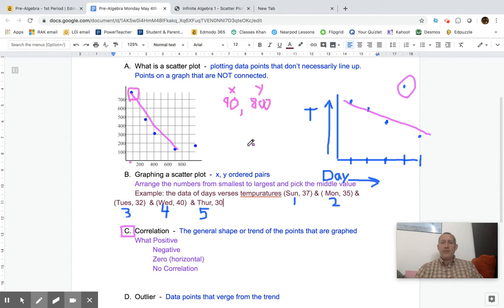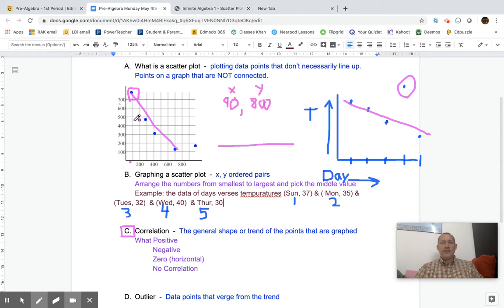Is it zero? That means it's not increasing or decreasing. That would be like a horizontal line. Or is there no correlation? Sometimes you get scatter plots where the points are all over the place and there's no trend, there's no correlation. So one of these four.